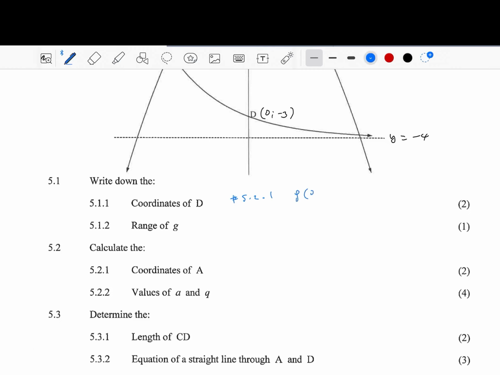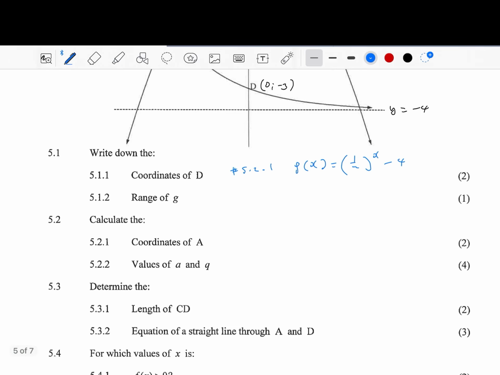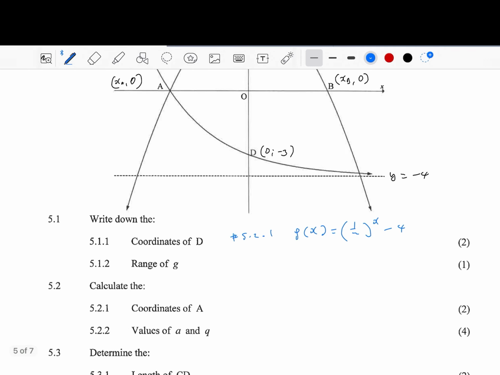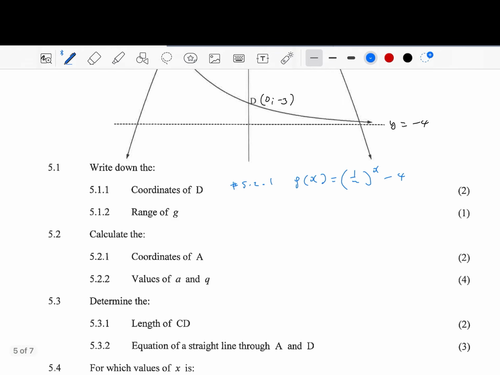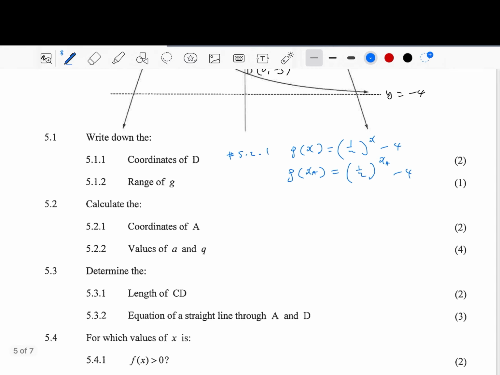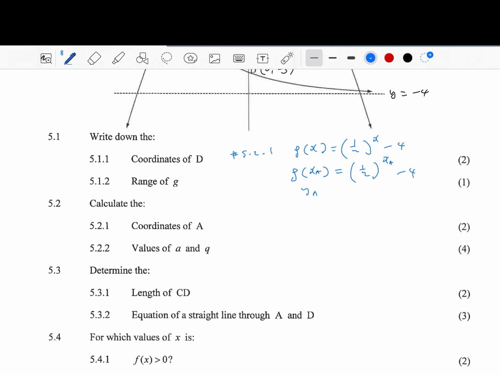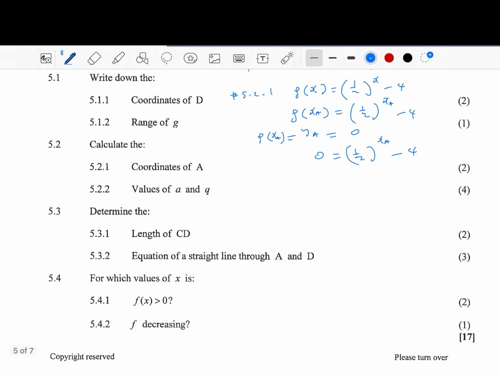function g of x is equal to half power x minus 4, right? We know the y value of A, but we don't know the x value of A. So g of the x value of A, that's what we're trying to calculate. And we know that the y value of A, g of xa, is 0. So 0 is equal to half power xa minus 4, right? This is the same thing. And then from here we just solve for xa.